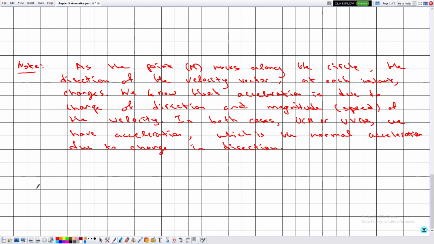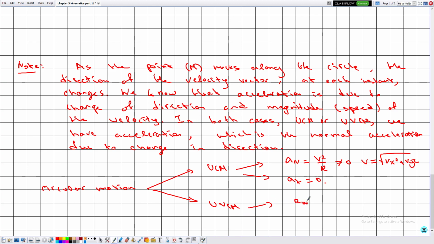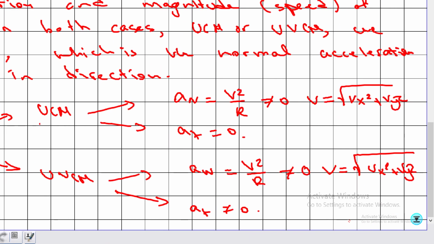What I wanted to say is that circular motion can be either UCM or UVCM. In the case of UCM, An is always given by V square over R, which is different than 0, and V is equal to the square root of Vx square plus Vy square. But as for the tangential acceleration, it's given by 0. In the case of UVCM, An is equal to V square over R. This is independent of whether UCM or UVCM. And in this case, the tangential acceleration is different than 0. What distinguishes UCM from UVCM is that in UVCM we have varied motion, but the variation is due to the tangential acceleration and not the normal acceleration.